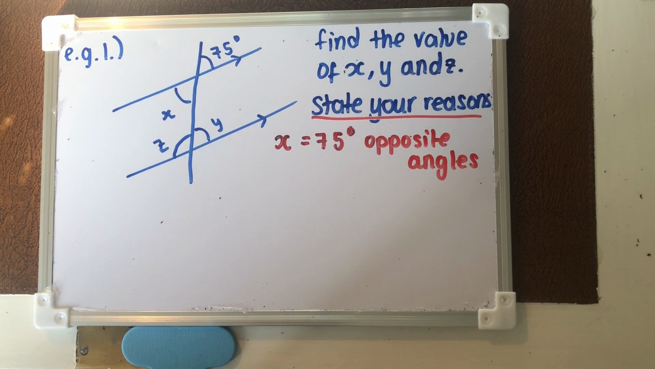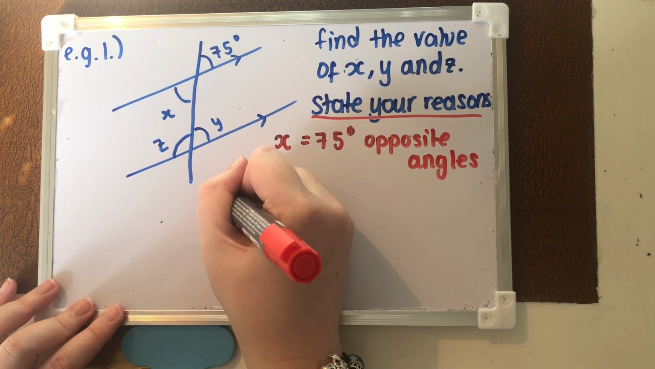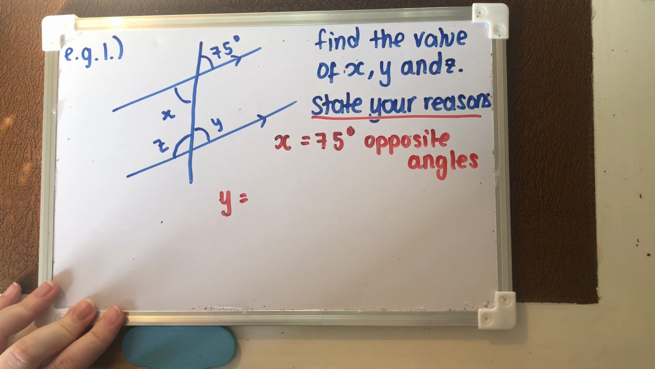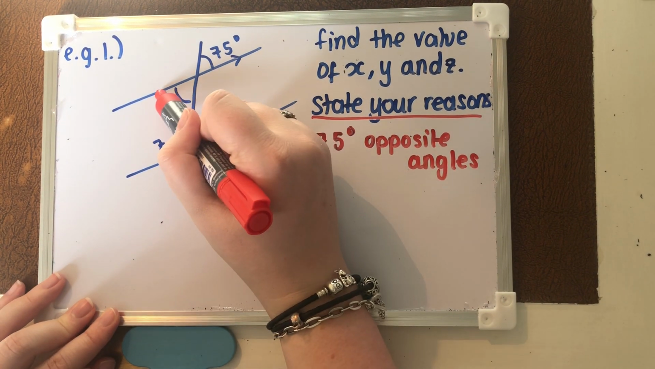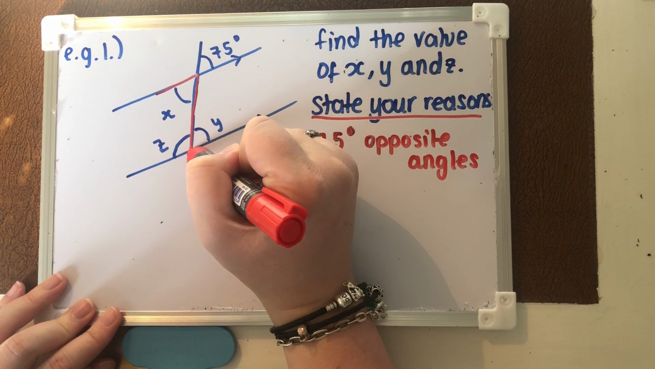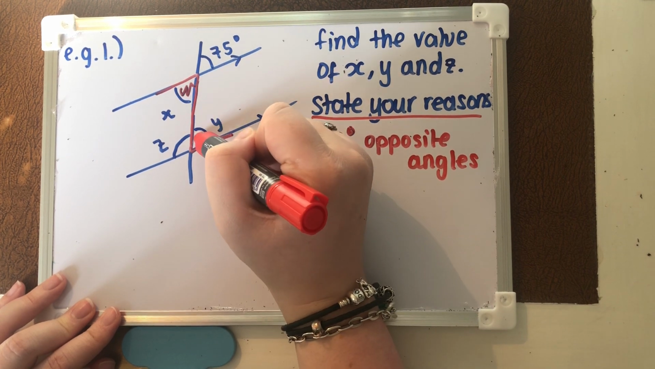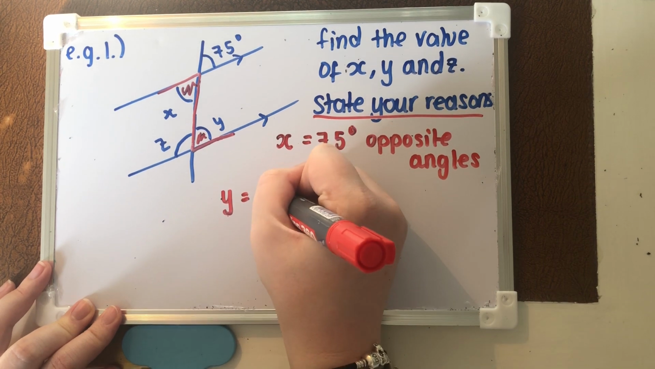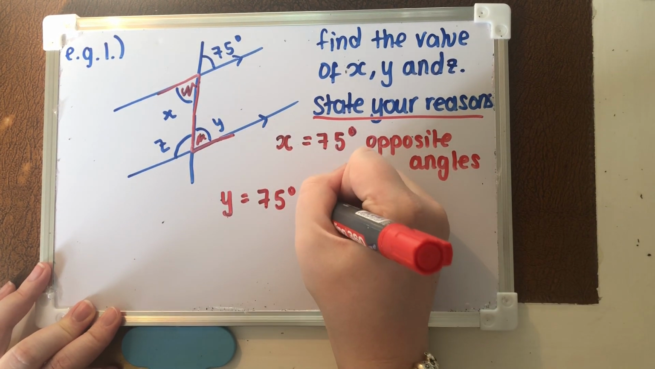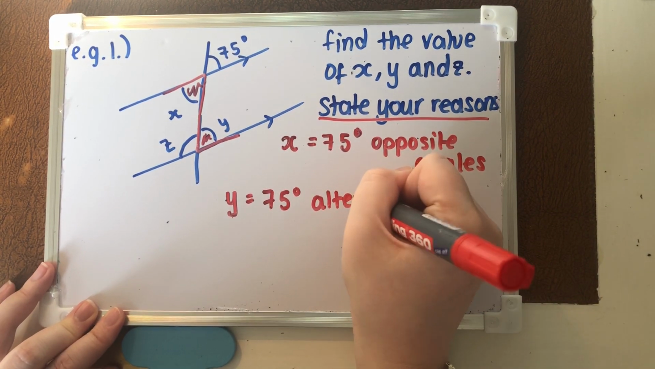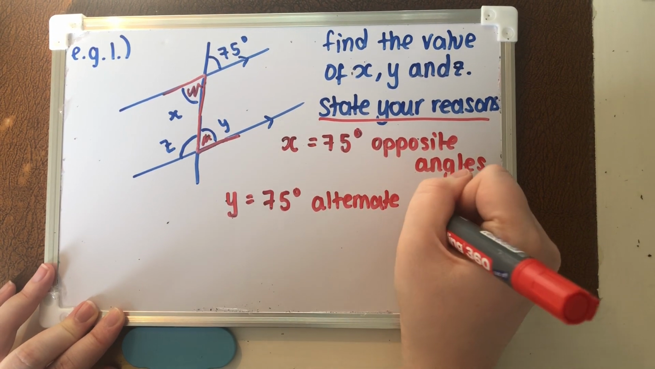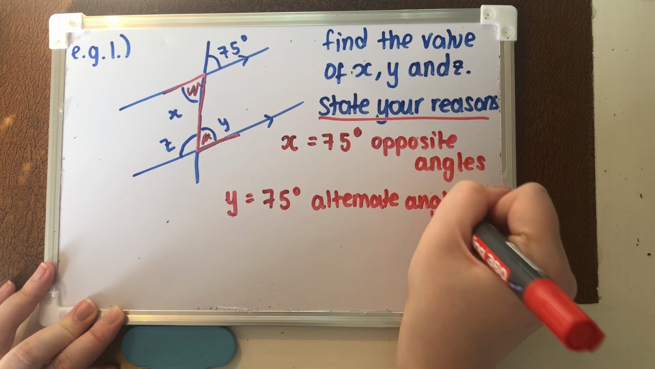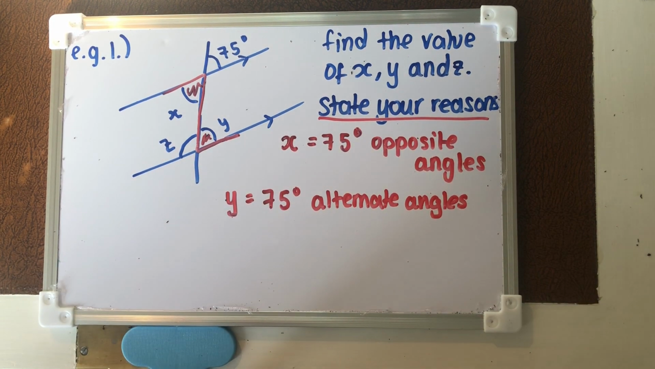Okay, so y, there are different ways that you could work it out. Firstly, we could do it alternate. So if I draw the Z shape here, the angles inside the corners of the Z, so they would be the same. So you could say that y is 75 degrees because of alternate angles. Okay, and that would be enough.